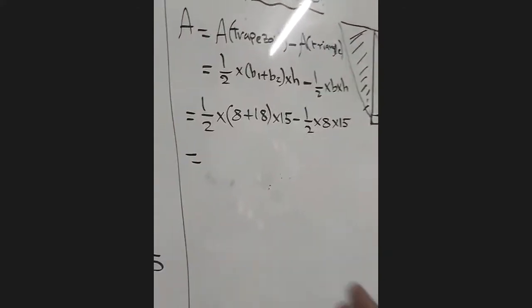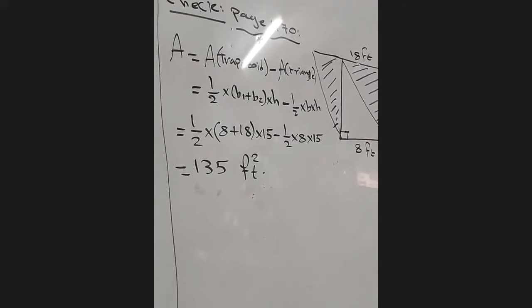Let's calculate quickly together. I will use my calculator to save time. 0.5, because 1/2 you can write as 0.5, so it's easy. Multiply 8 plus 18, it's 26. Multiply 15, right? Minus 0.5 multiply 8 multiply 15. The answer is 135 feet squared. Let me check. Okay.